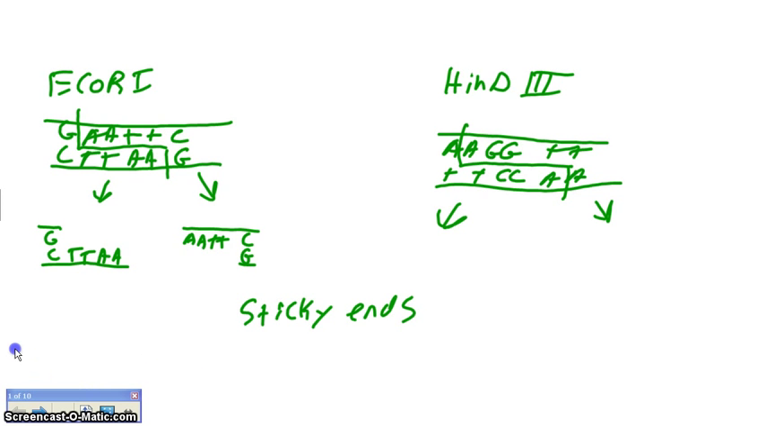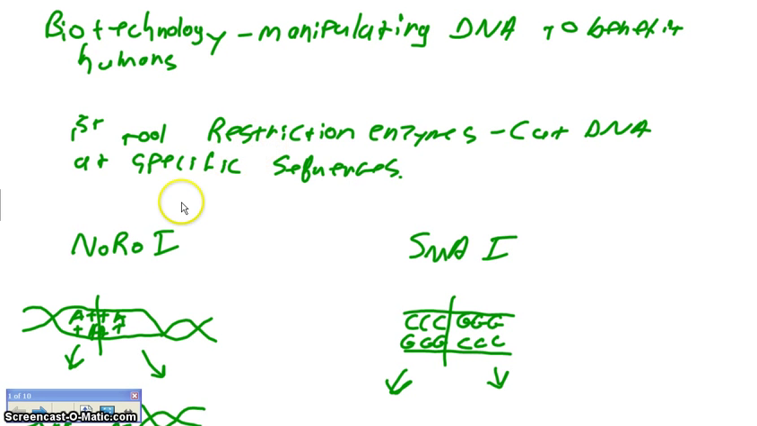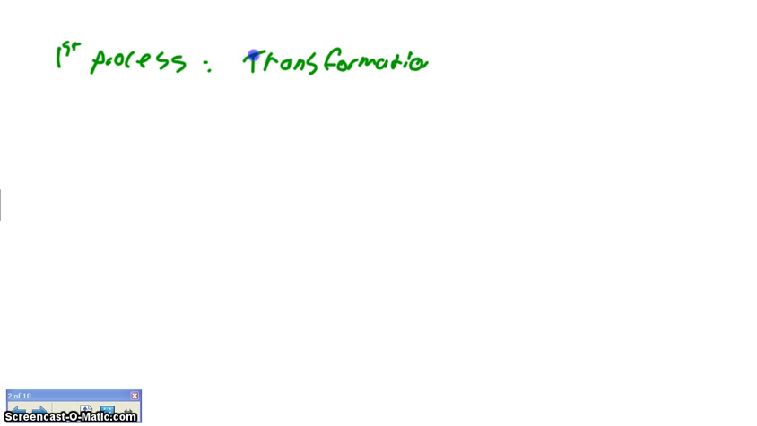All right, so I said we were going to look at one tool and one process today. So our first tool is restriction enzymes, and those are examples of what restriction enzymes do. Now, our first process of biotechnology is transformation. Basically, transformation is making a cell produce something that it normally does not.